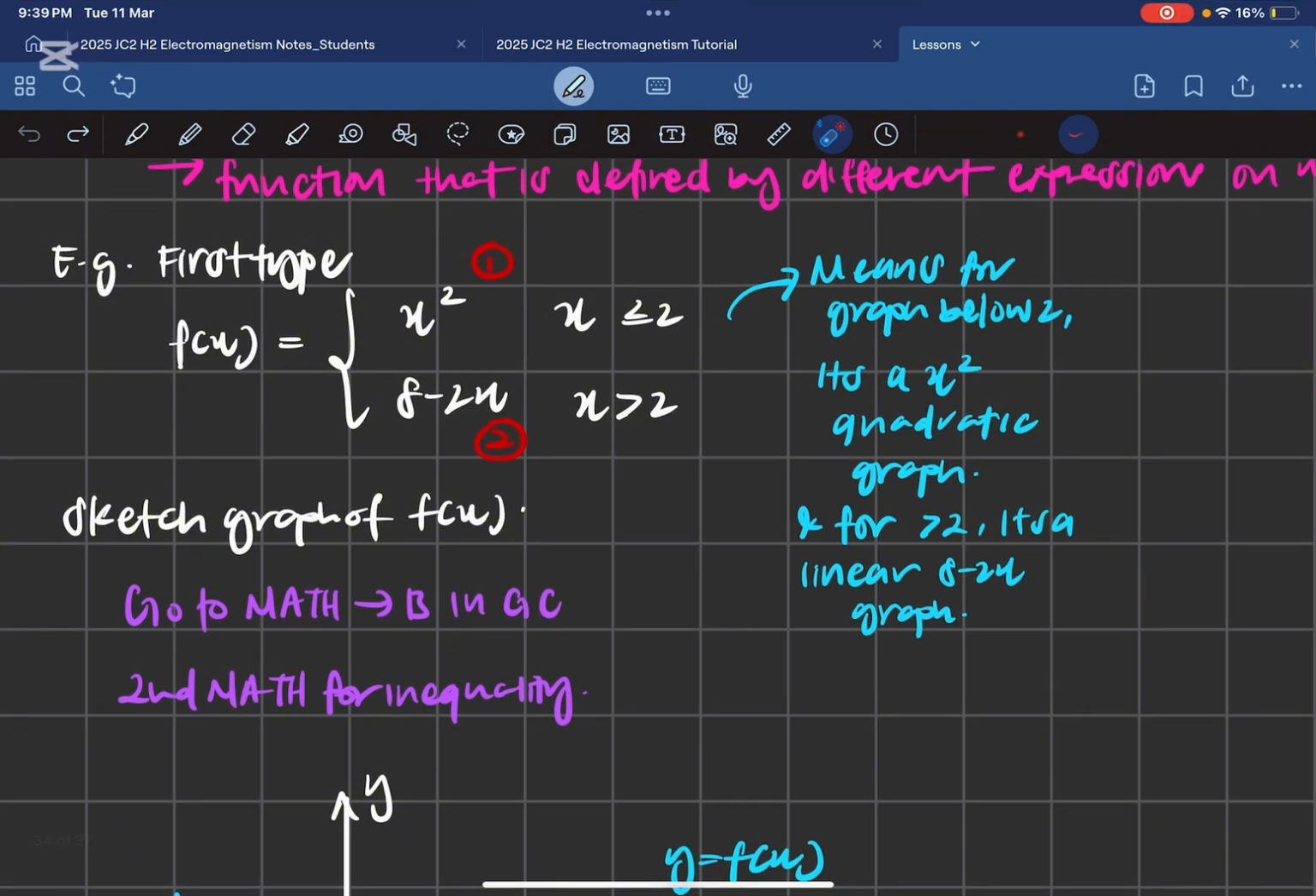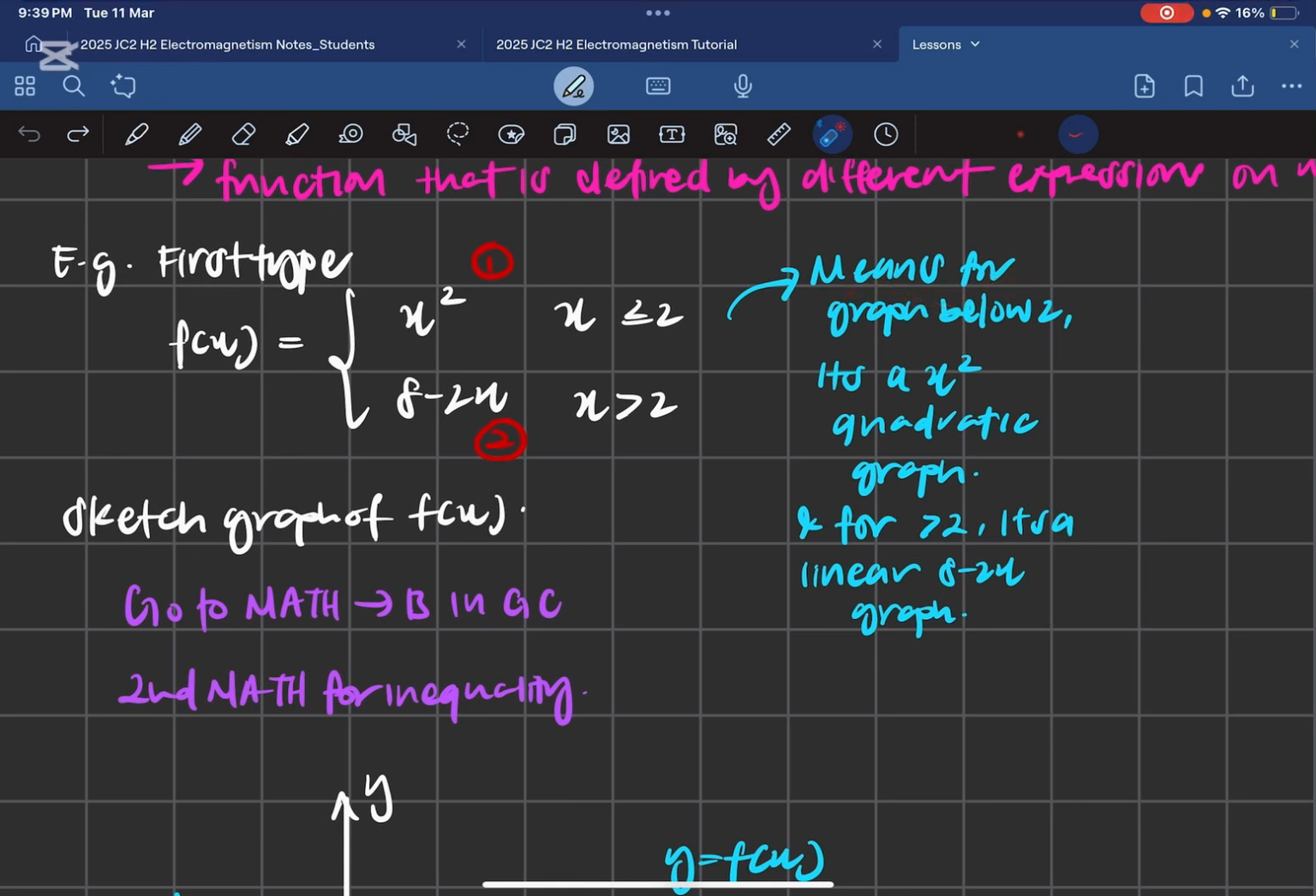It means that it's a quadratic graph, which is what we learned. And then if x is more than 2, it's going to be a linear graph, which is the ax plus b graph, if you remember. So you've got a clear idea now, I hope. First you plot this, then later you plot this as well. There is this function in your GC. You need to take out your GC, pause the video, and try keying that equation in, because it's really important.